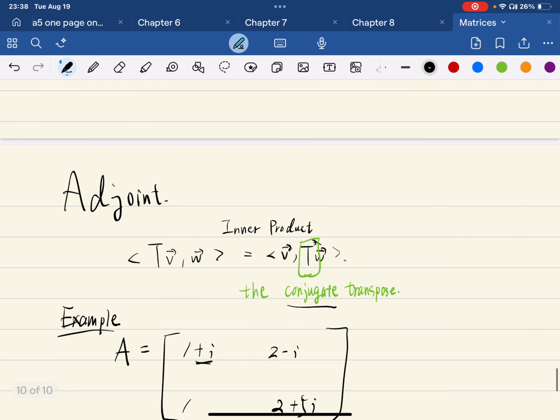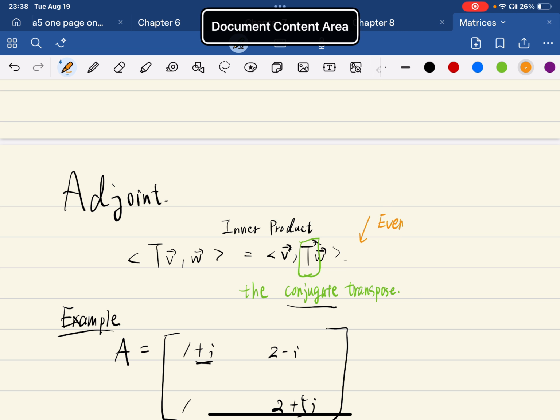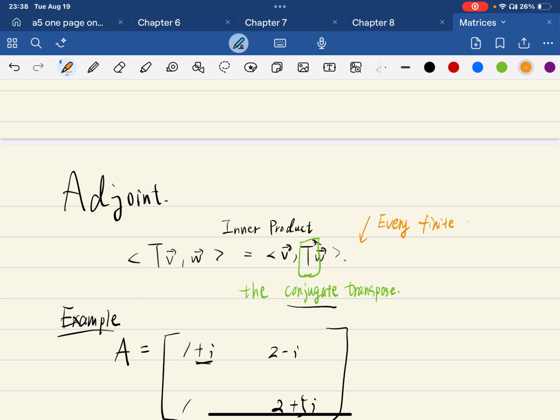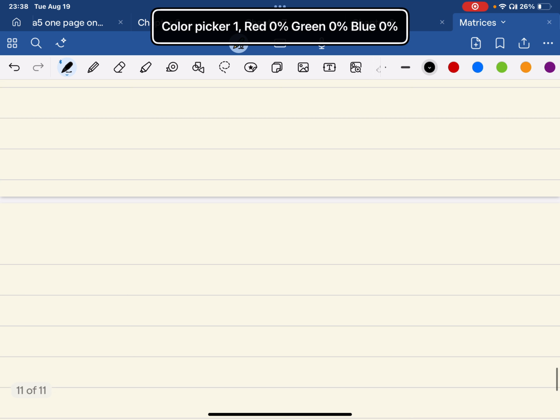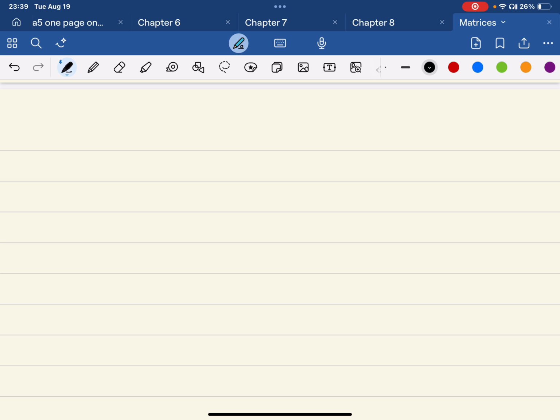So every finite vector space has these. Here is where we get confused, or we are amazed by the beauty of these operators, because there are many matrices with nice properties that we can explore.